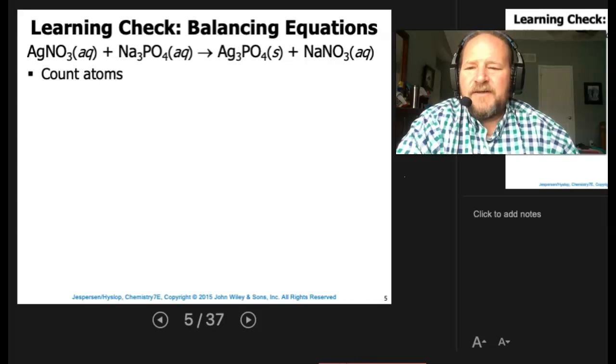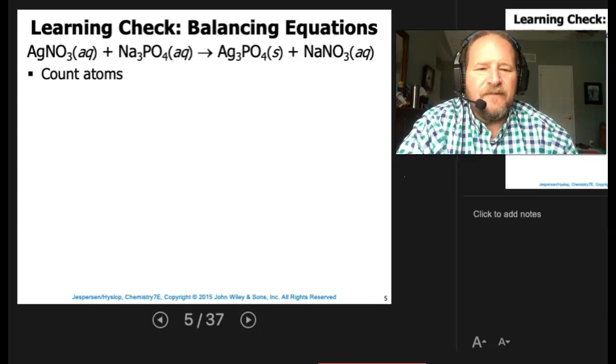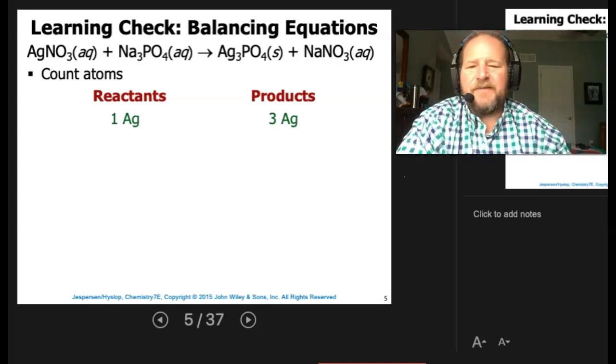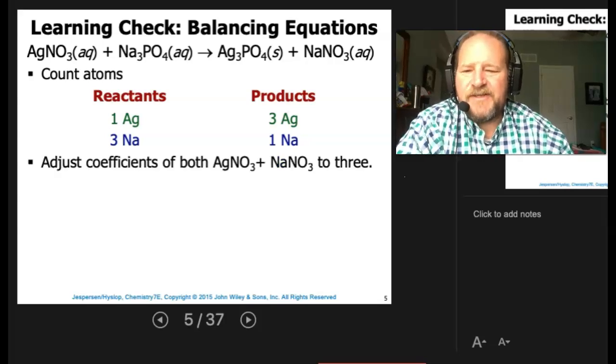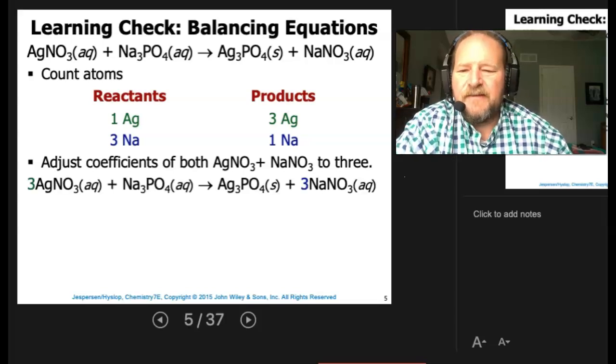All right, so silver nitrate plus sodium phosphate producing silver phosphate and sodium nitrate. First, we'll count our atoms. So a little more complicated here. On the reactant side, we have one silver. On the product side, we have three silver, three sodium, one sodium, and now we'll adjust the coefficients of both the nitrates to 3, right?